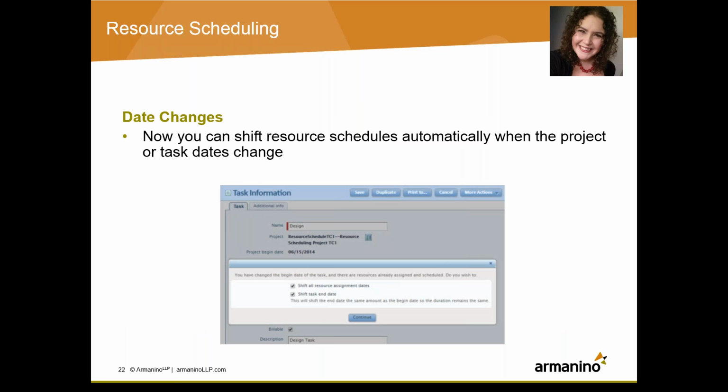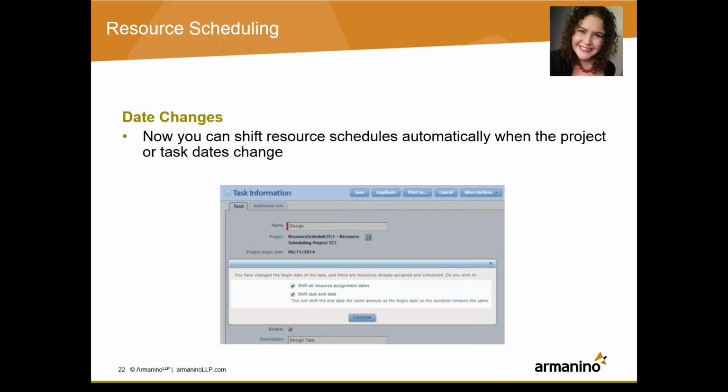So previously, if you had a task or a project date that changed, you had to go in and manually adjust each task. And when you manually adjusted each task, then you had to go in and adjust each resource individually. And that can be very time consuming if you have a lot of resources scheduled on the project. So the nice thing here is that now you can automatically shift the resource assignments when the associated tasks start and end date change.